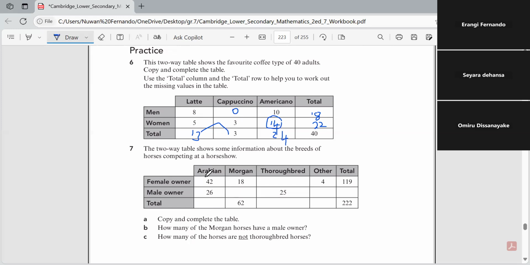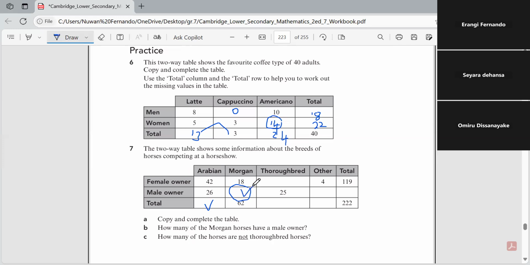We can easily get the Morgan, Arabian total, 42. Right. Arabian total we can get. So what should be the total? 68. Okay. The total is 68. Then we can get the Morgan male owners also, because two pieces of information have been given. How to get that? 62 subtract 18. That is 44.